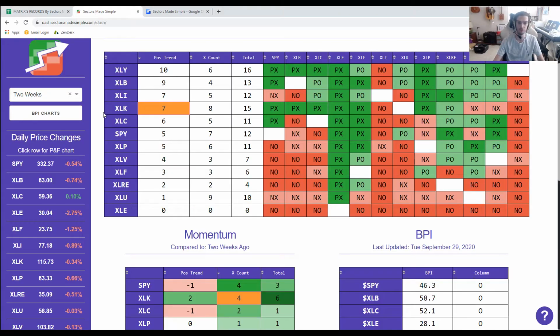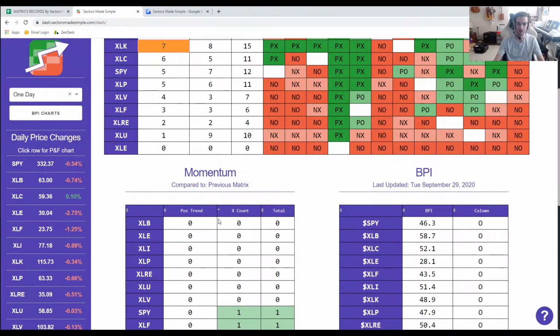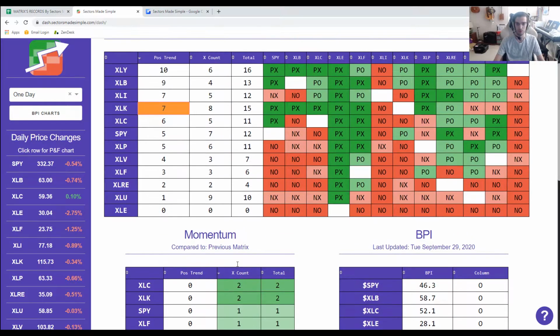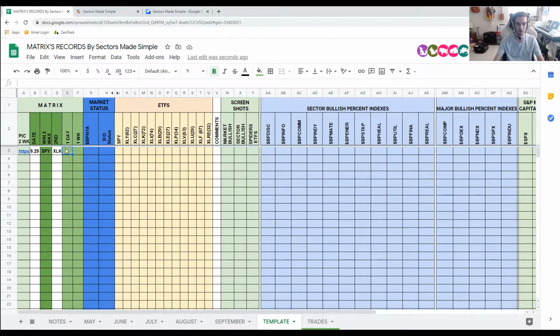And now we're going to do the exact same thing for our 1 day, where we want to see our 1 day momentum, where we have XLC and XLK. And because these both have 2, we need to figure out which one do we want to write down. So we choose the one that has the highest. If both X counts are the same, we choose the one that has the higher positive trend. So that in this case would be technology at XLK. So we'll go ahead and write that in the 1 day.